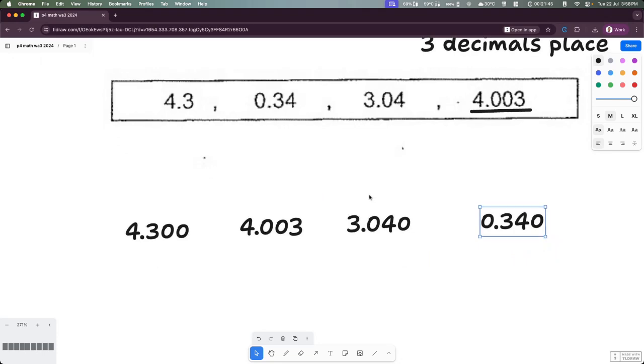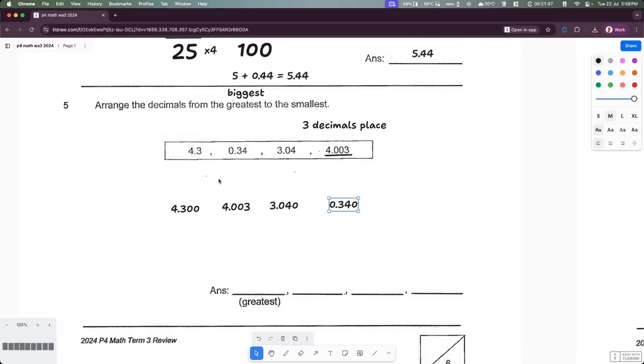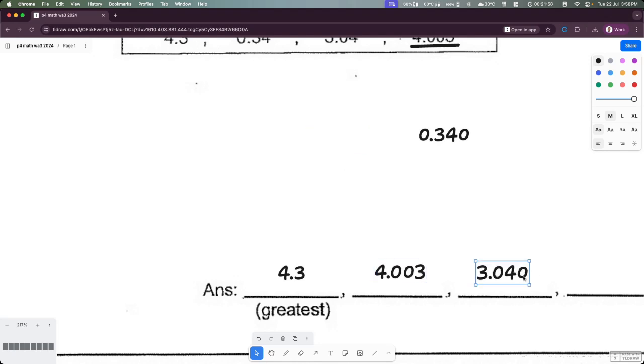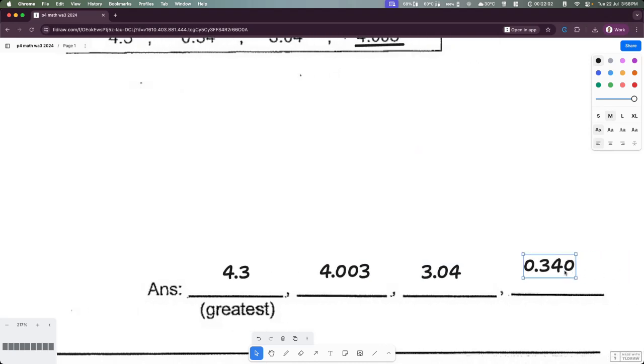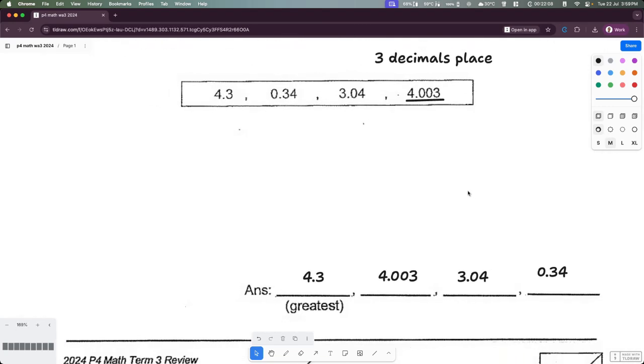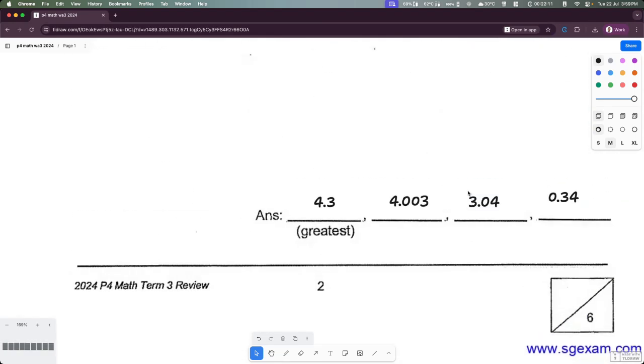So now you just need to make sure to put them into their own simplified version. So 4.300 will be 4.3. Then the next one will be 4.003. Next one is 3.04 without the 0 at the end. And lastly 0.34. Okay, and that's the answer. So that's question 5 in this case.